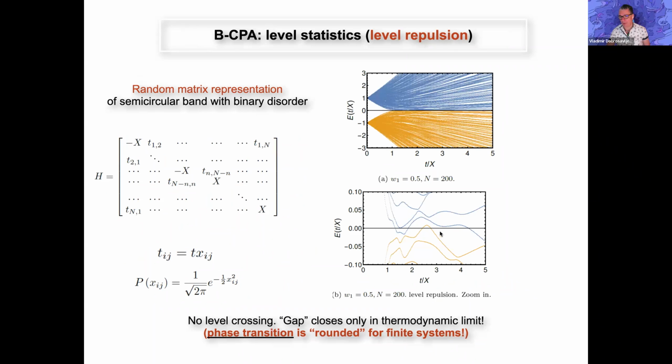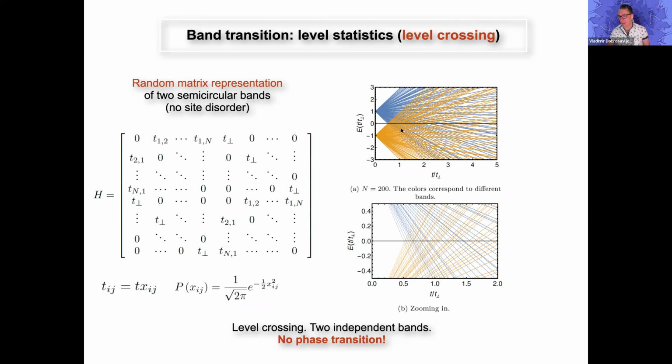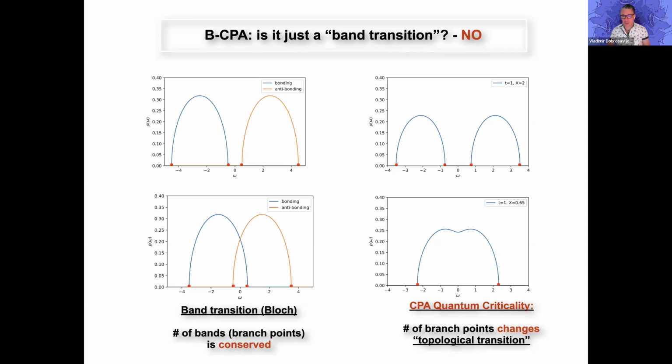Here we have a level repulsion, Wigner-Dyson statistics, and we have a phase transition in the thermodynamic limit. Here, for finite system and for an infinite system, we have the same behavior. We have level crossing, and we have no phase transition. So this shows you, I think, in a very vivid way, how different this CPA transition is from the band crossing transition. At first sight, we'll just have overlap or we don't.